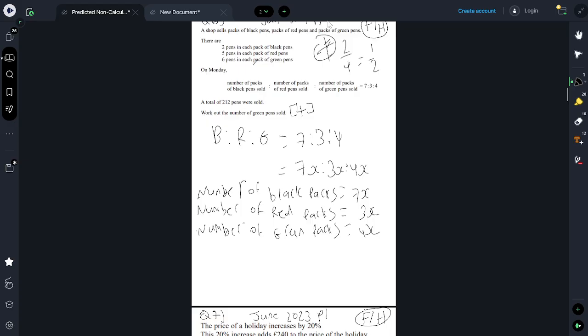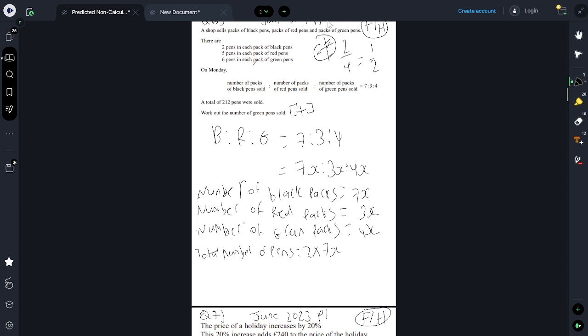Now we can use this information. We know how many packs there are, but now we can work out how many pens were sold, because we know there were a total number of pens. Like I said before, the number of black pens is going to be how many pens per pack times the number of packs. For every pack of black, there are 2 pens in each box. So there's 7x black packs, and there's 2 pens in each. So the number of black pens is going to be 2 times 7x.